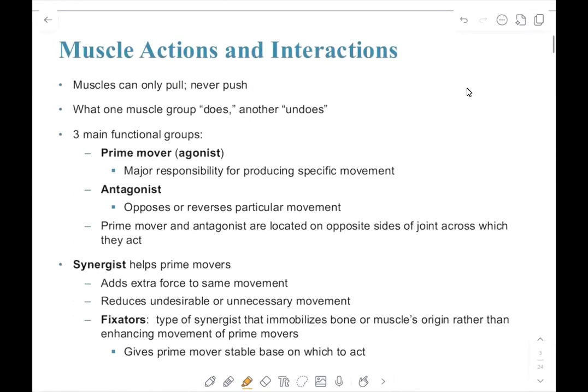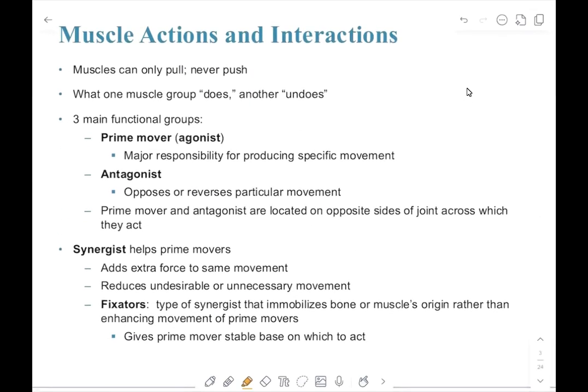So, when we look at the actions and the interactions, first of all, it's important to remember that muscles only pull and they never push. What this means is what one muscle does, another muscle is going to undo. So, there's three main functional groups. First of all, there is the prime mover, which is also called the agonist, and that's the major muscle that's responsible for producing a specific movement.